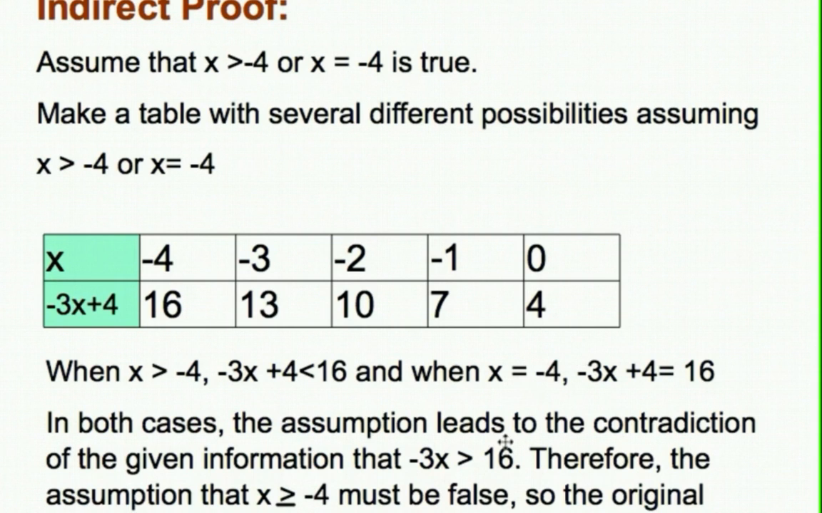When x is greater than negative 4, it means that negative 3x plus 4 is less than 16. And when x equals negative 4, it means that negative 3x plus 4 equals 16. In both cases, the assumption leads to the contradiction of the given information that negative 3x plus 4 is greater than 16. Therefore, the assumption that x is greater than or equal to negative 4 must be false. So the original conclusion that x is less than negative 4 must be true.